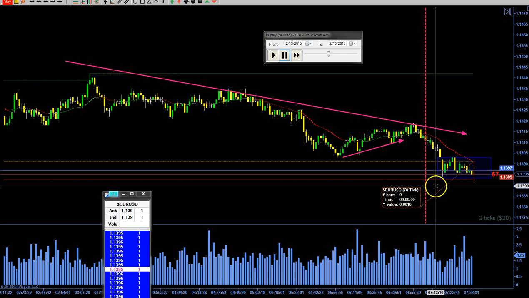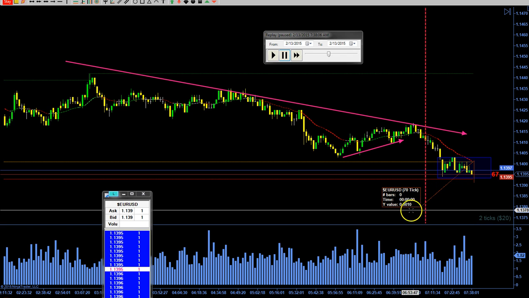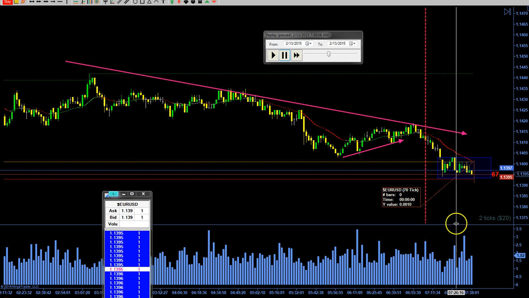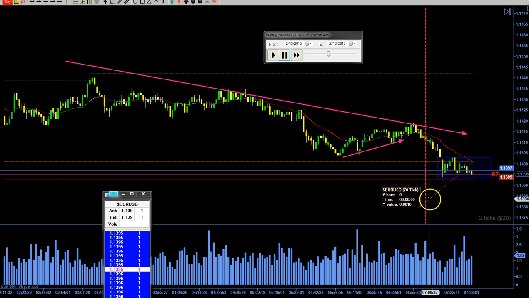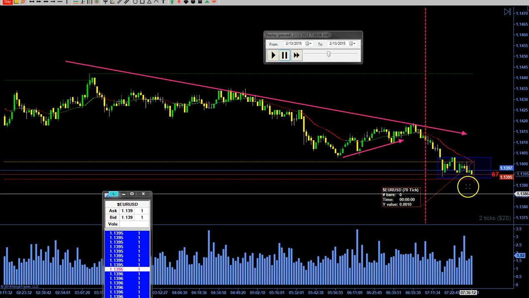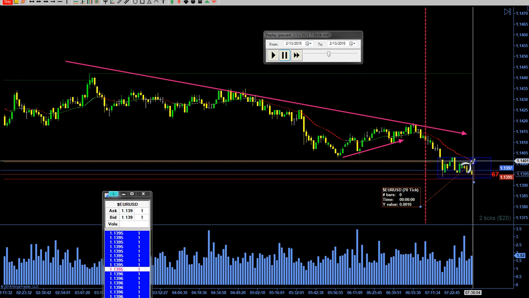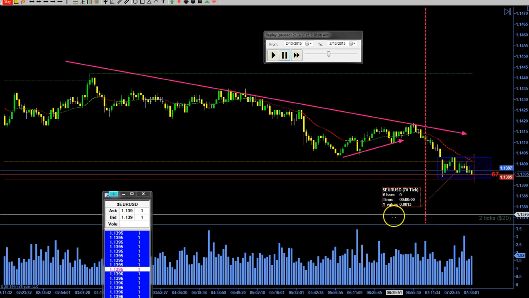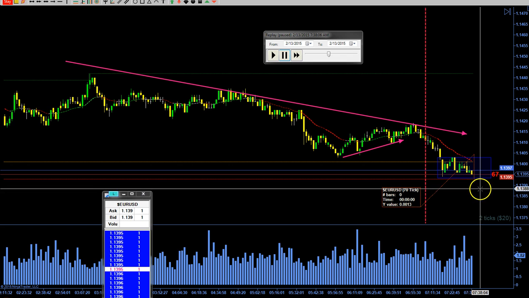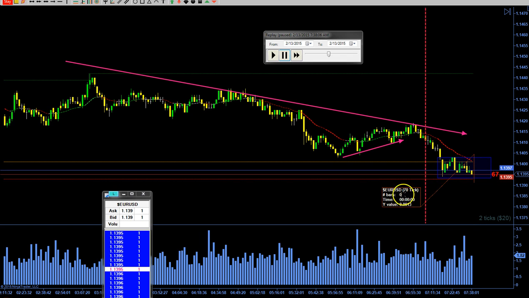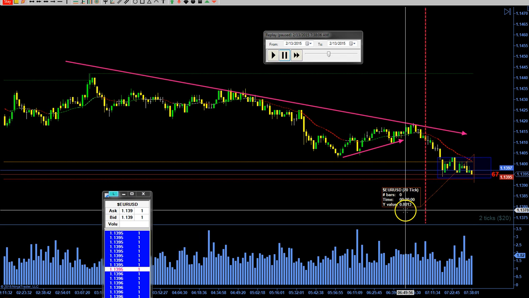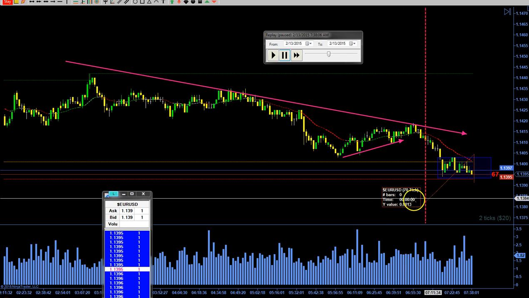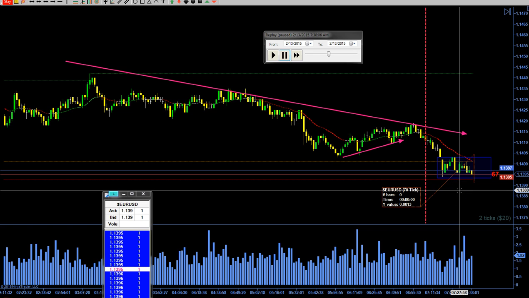Alright, so if we're going to set a 10 pip stop on this, that's going to put us in this congestion area. So in order for me to be able to take this trade, my stop is going to have to be in this area, 13 pips. So how can I take this trade where I'm going to risk more than the 10 pips that I would like to? Well, what I'm going to do is cut my position size in half.